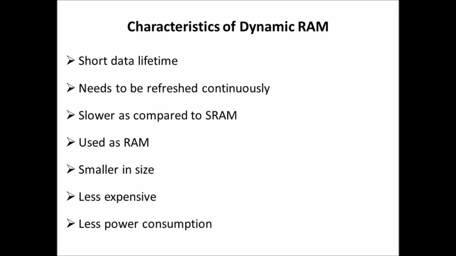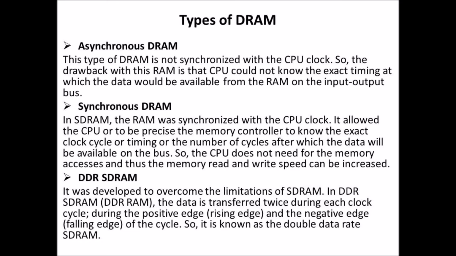Next is characteristics of dynamic RAM. First one, short data lifetime. Second one, needs to be refreshed continuously. Third one, slower as compared to SRAM. Fourth one, used as RAM. Fifth one, smaller in size. Sixth one, less expensive. And seventh one, less power consumption. Next, we can discuss the types of DRAM.